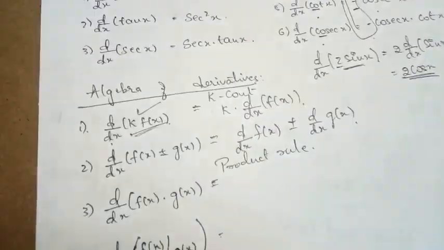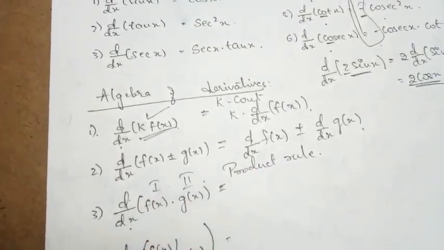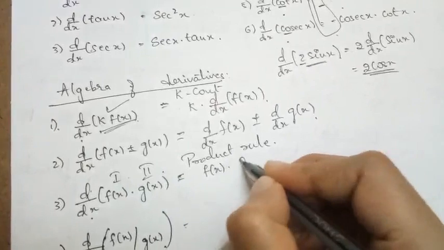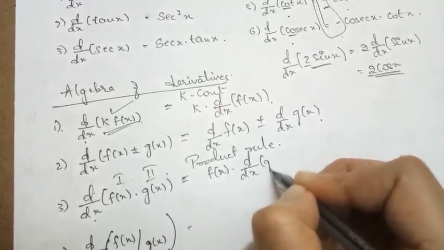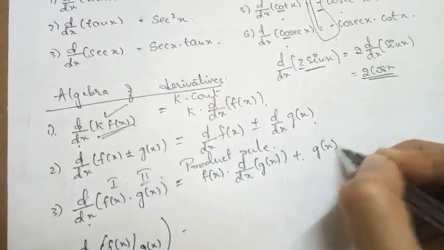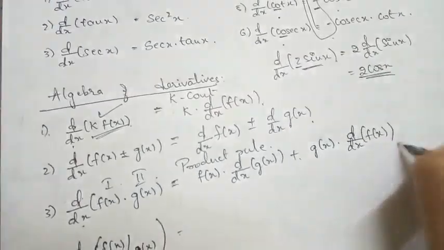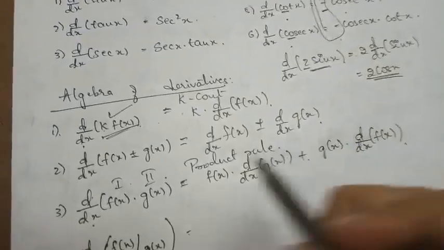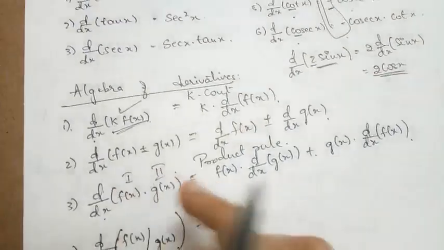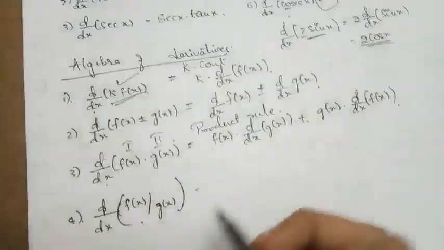So what is that product rule? d by dx of first function into second function, what is that rule? The rule is: first function into the differentiation of the second function, plus second function into the differentiation of the first function. This was the product rule, used when we are taking the differentiation of any two product functions.